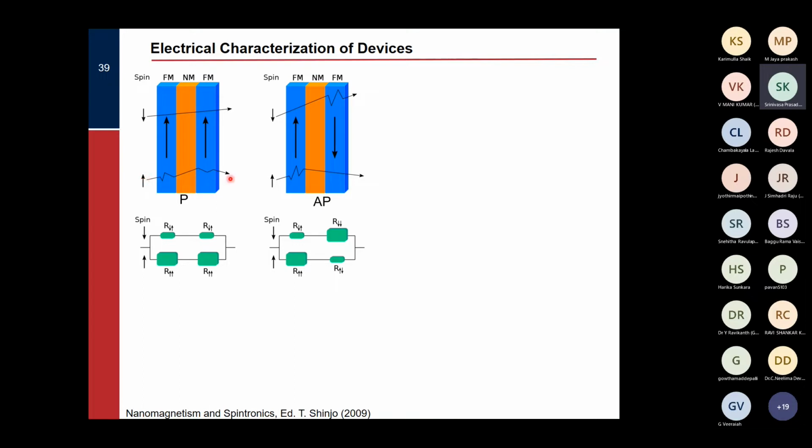They will not face much resistance. But if I think of a down electron, then this down electron will see that this layer is magnetized in the opposite direction. So it will not be very easy for me to travel. So it will face a lot of scattering.